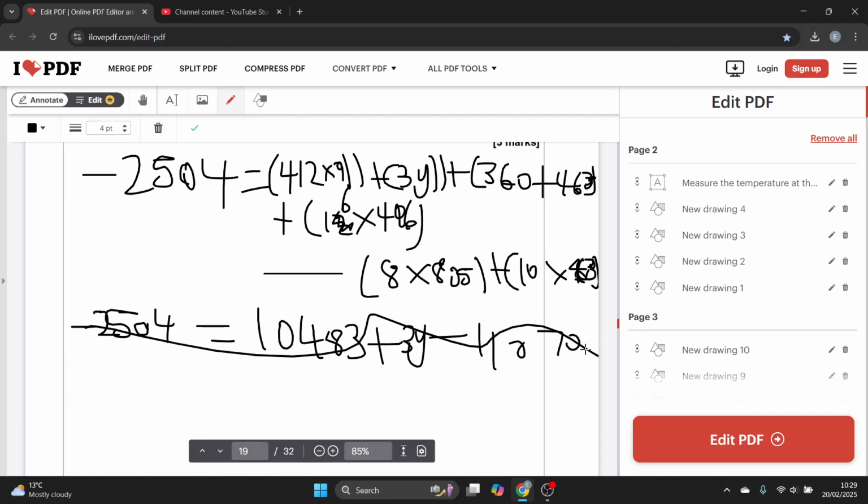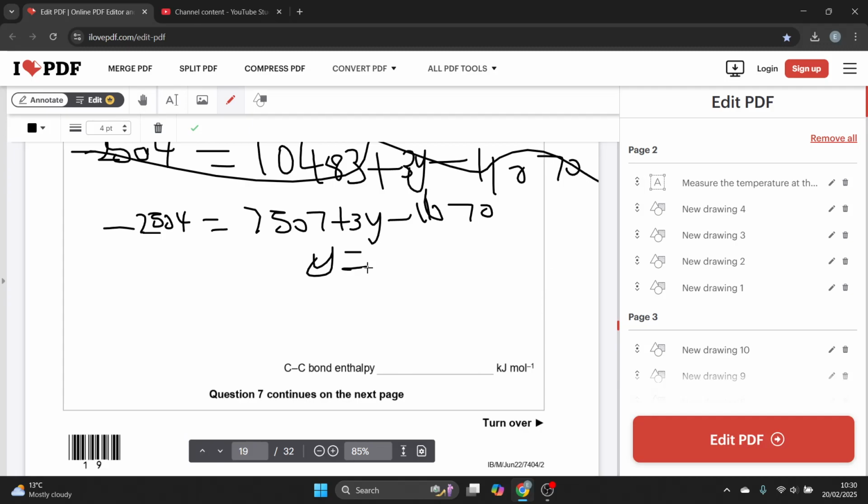So let's try that again then. So minus 2504 equals 412 times 9 plus 360 plus 463 plus 6 times 496, 7507, plus 3y minus 11070, because the rest, energy released when new bonds are formed, is perfectly correct. 7507 minus 11070 minus 3563, minus 2504 plus 3563, and then divided by 3, and I get y, which is your carbon-carbon bond enthalpy, as 353 kilojoules per mole to the power minus 1.